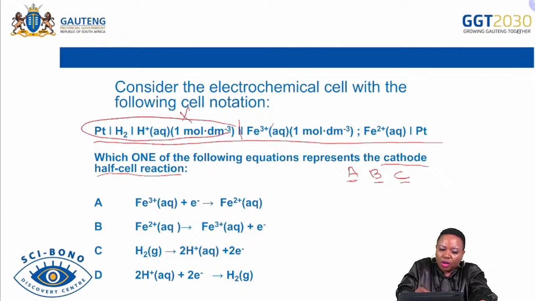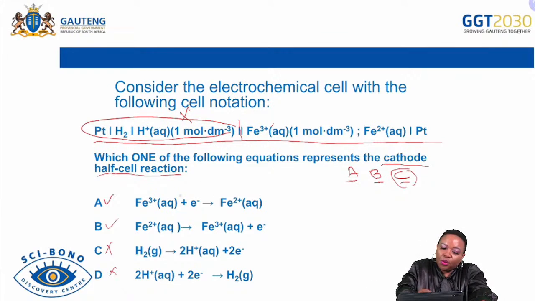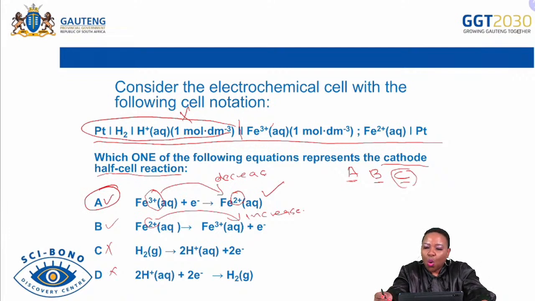So obviously these two will never be possible answers at the cathode side. So you will look at A and B as your options and see which half reaction takes place at the cathode. If you look at the first one, iron 3 plus gives us iron 2 plus, whereby our oxidation number decreases. But in this one, iron 2 plus gives us iron 3 plus, and here our oxidation number increases. So definitely the correct answer is A, because reduction is when the oxidation number decreases.